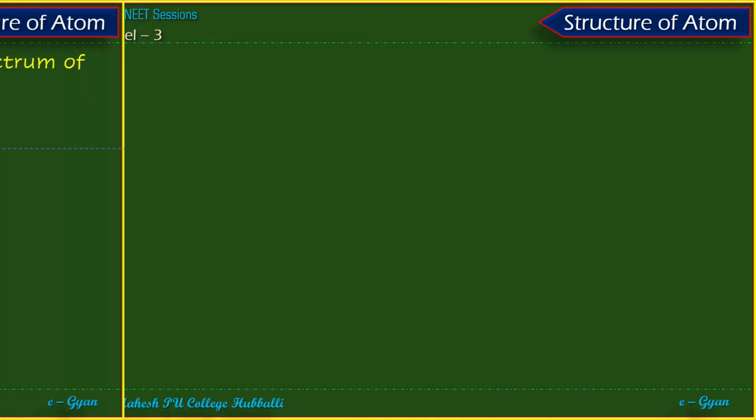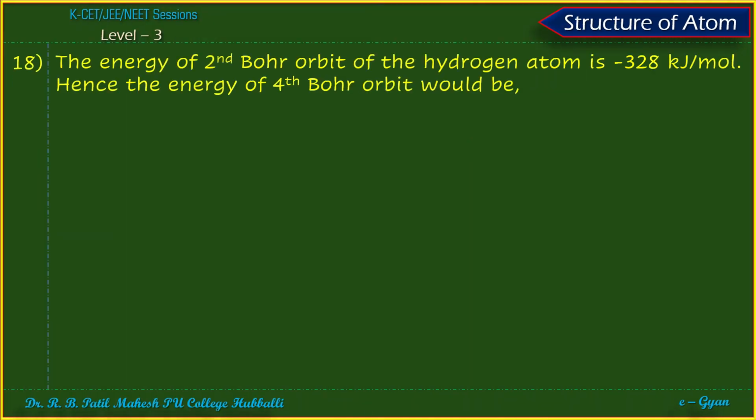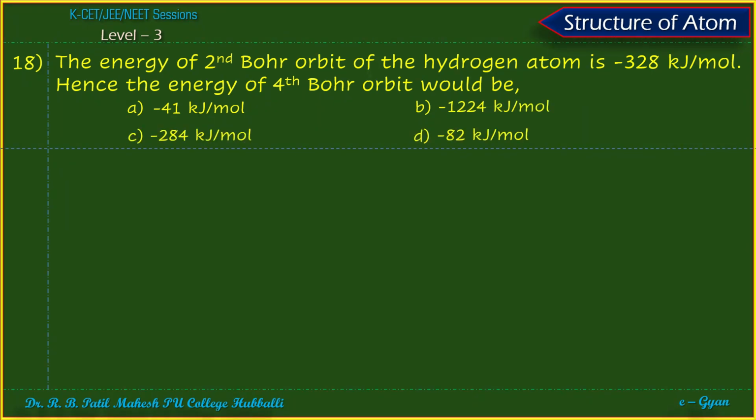To the next question, question number 18. The energy of second Bohr orbit of hydrogen atom is minus 328 kilojoule per mole. Hence, the energy of fourth Bohr orbit would be. There are four options given. So, there is a relation between energy of second orbit and energy of fourth orbit. We have the formula minus RH Z square divided by n square.